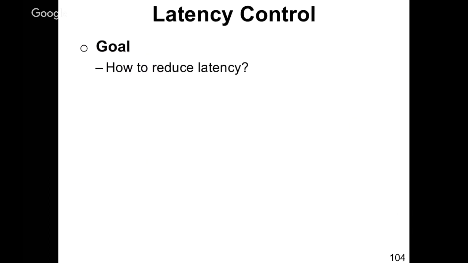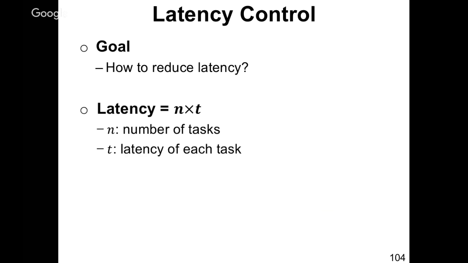So what's the goal? The goal is we want to reduce the latency. Imagine you have a problem, you ask the crowd to solve it, and right now it takes, say, 3 days. You want it to take only, say, 1 hour. If you have this requirement, the latency control techniques can help you. Let's see how we can calculate the latency. Latency is the number of tasks multiplied by the latency of each task.